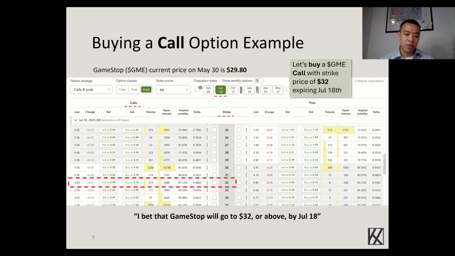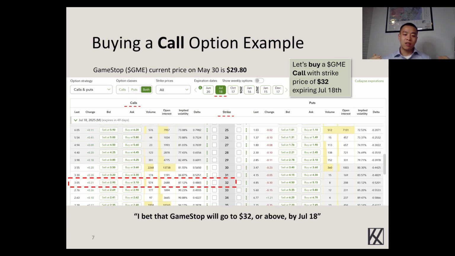And you're going to see a bunch of numbers there. You're going to see the last price it was traded at, the bid, ask, volume. It's open interest, which just means how many call options are open at the moment for this specific option. And then your implied volatility and delta, which we'll go into later. But for now, boom, that's your call option. You could buy it, you could sell it.